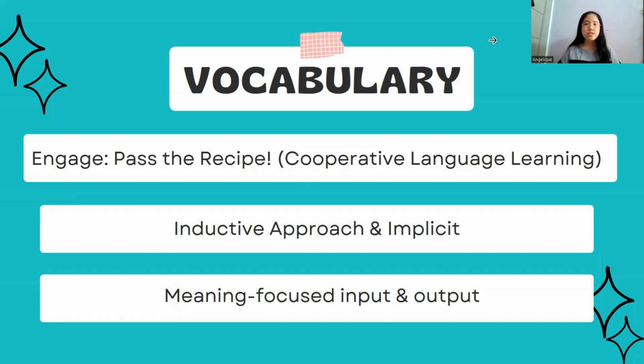For the meaning focus, students present the vocabulary output by writing the recipe. Then they will learn vocabulary input through rereading, which helps them to output the vocabulary through speaking at the end of the game session.